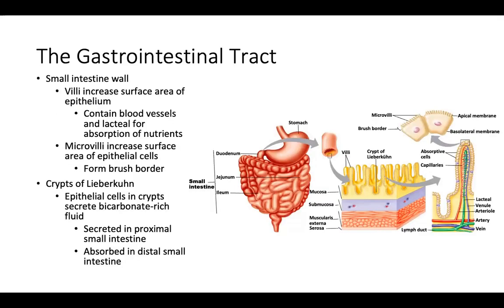So the small intestines has these structures that are called villi, and villi, again, are the foldings that increase the surface area. Within the villi, we have blood vessels and lacteals. Blood vessels are going to be for the absorption of other nutrients outside of fat, so things like glucose and amino acids. The lacteal is a communication to the lymphatic system, and this is how we absorb fats.